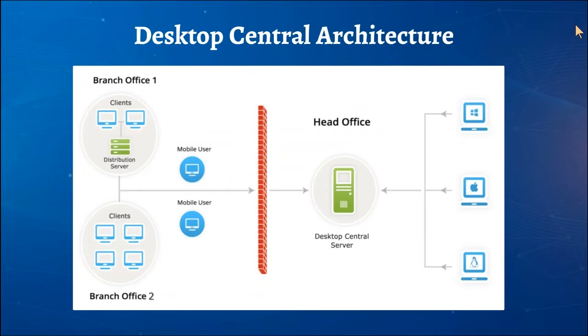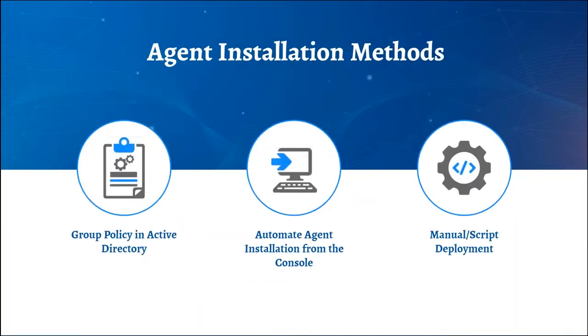Desktop Central is an on-premises solution, and this is also a client-server-based application. The Desktop Central agent should be installed on all the client machines that you wish to manage. In Desktop Central, you can manage desktops, laptops, Surface devices, and all that. Agent installation can be done in multiple ways. First, you can automate the agent installation from the console itself, or you can use a manual or script-based deployment. Even if you're managing the machines through Active Directory, you can utilize the group policy option to install the agents to the client machines.